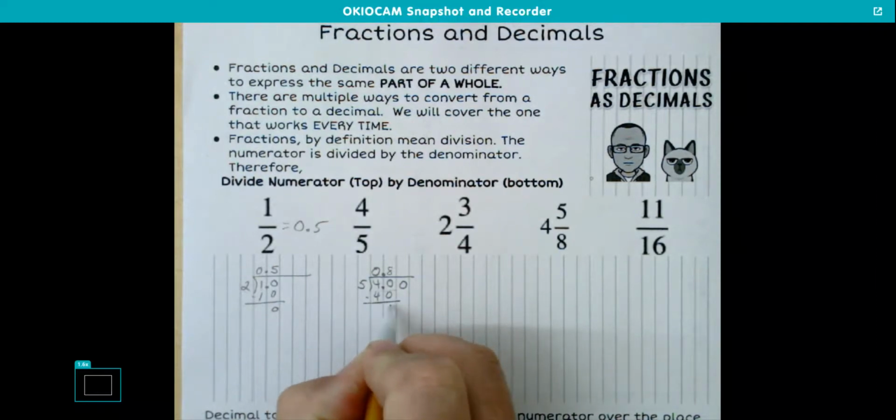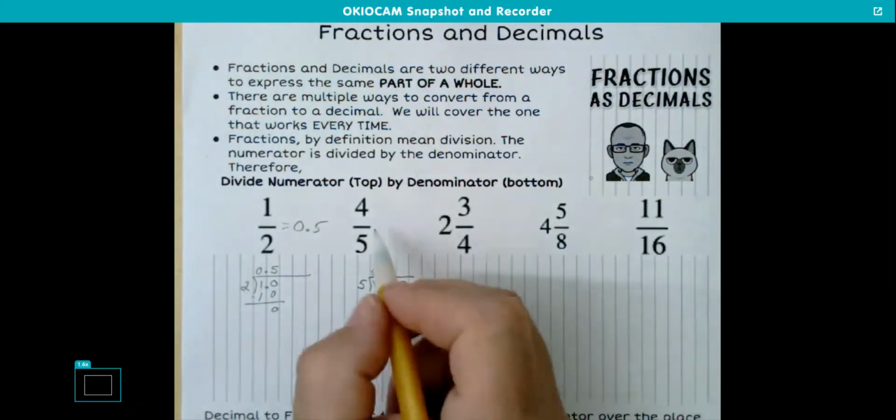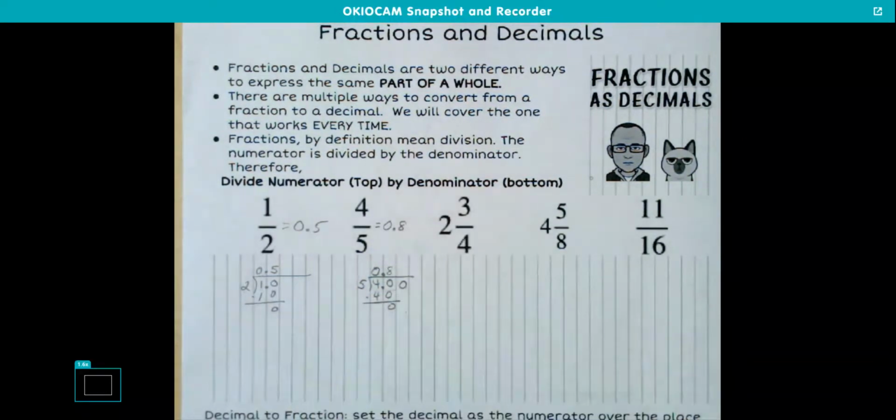Now, I'll do the next one using the box method because some people use that. Here, I got a remainder of 0, and the only thing left to bring down is 0, so I can start my division. So 4/5 as a decimal is 0.8, or 8/10.